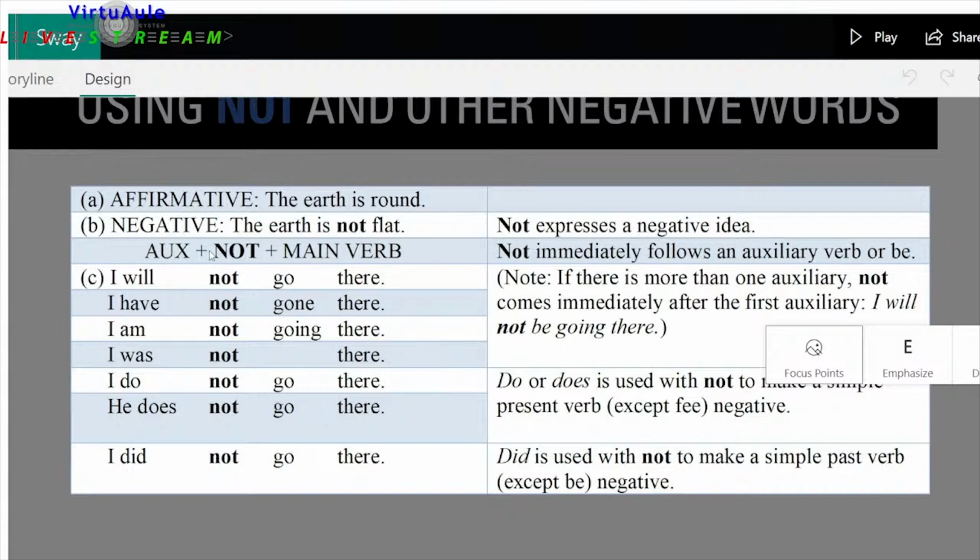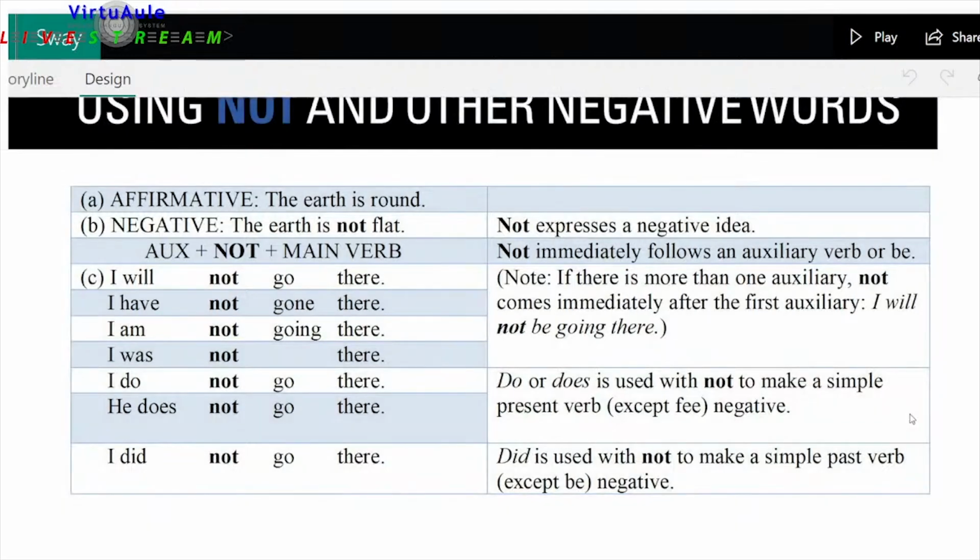You see that we put not always on an auxiliary except for the verb to be. I will not go there. I have not gone there. I am not going there. I was not there. Not immediately follows the auxiliary or be.